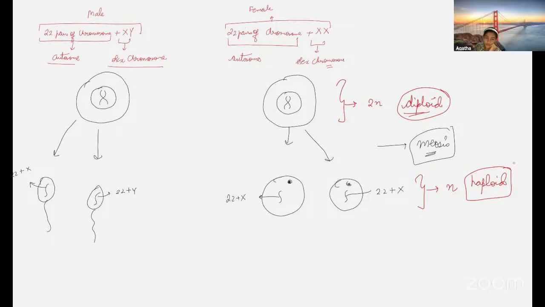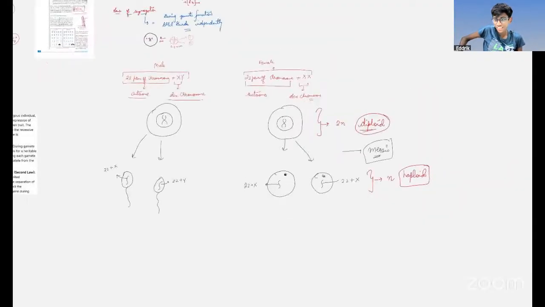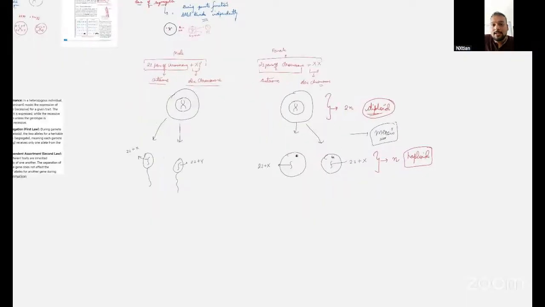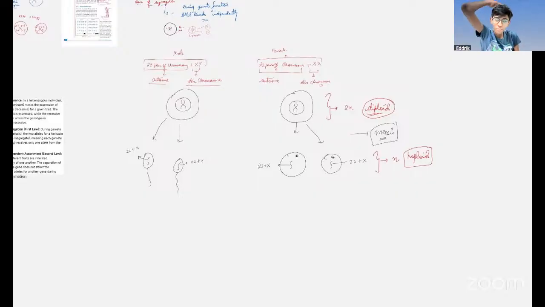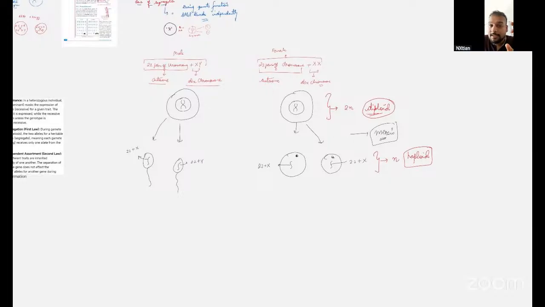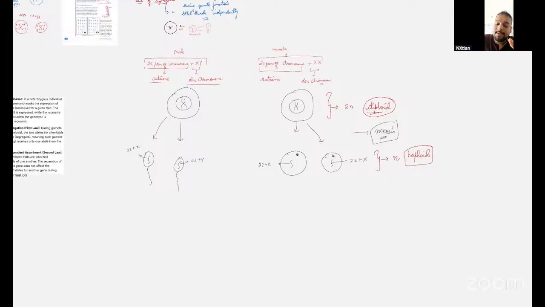So gamete formation is also meiosis. Gamete formation goes through meiosis so that the number of chromosomes becomes half. Meiosis is a cell division in which the number of chromosomes becomes half. But sir, mitosis is also cell division, but there the chromosome number remains the same. Yes, we will learn that. Okay, now everyone please pay attention.